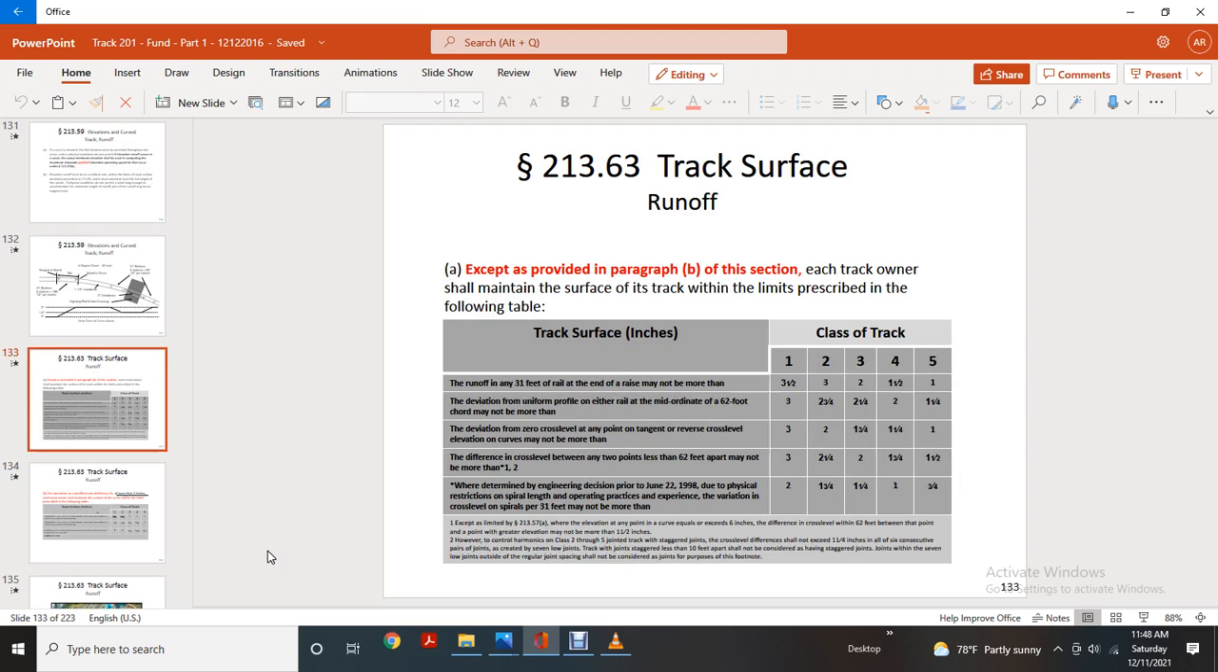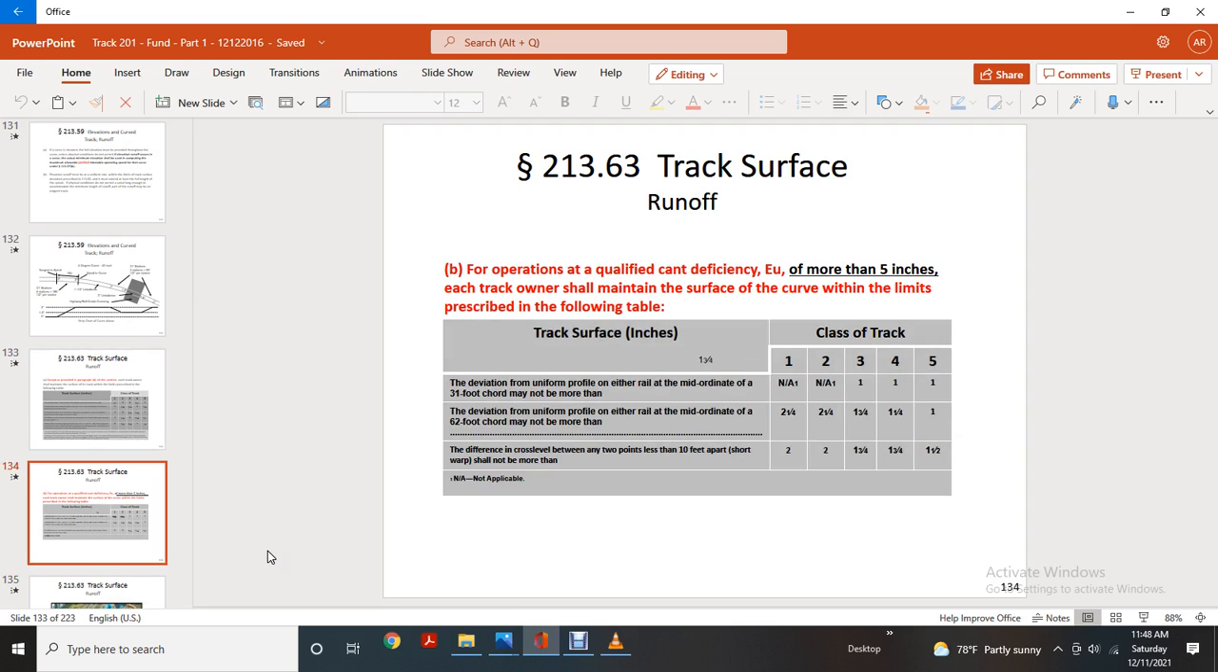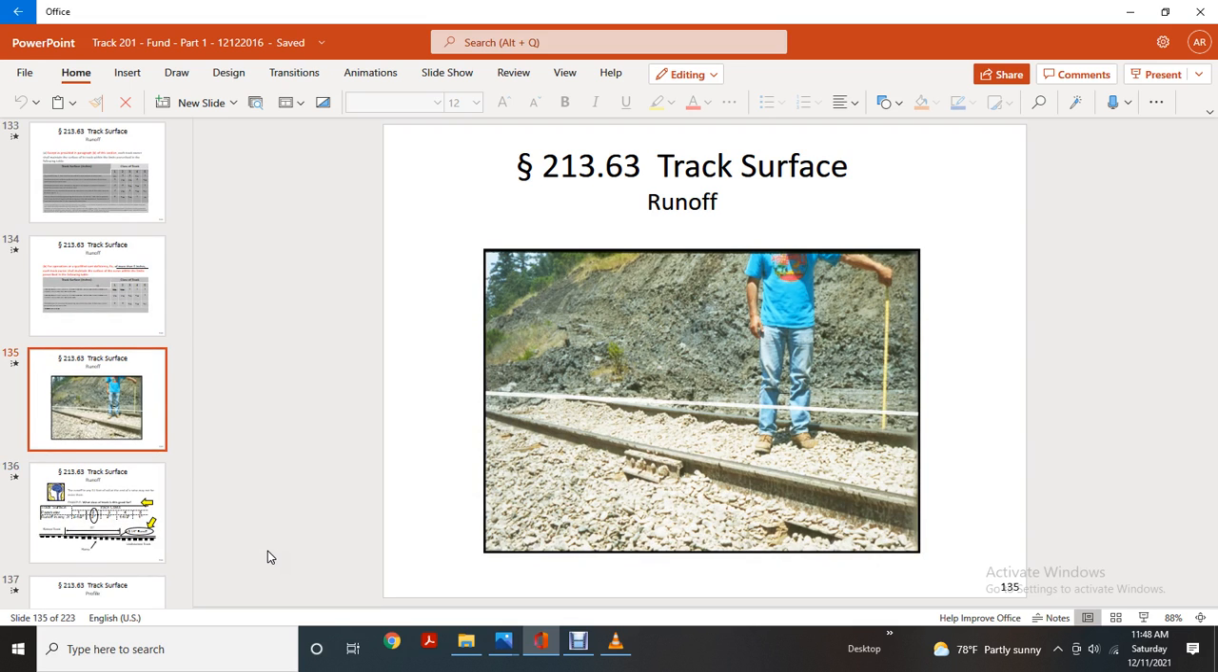Track surface. Except as provided in paragraph G, each owner shall maintain the surface of track within the limits prescribed in the following table. Class 1, 2, 3, 4, 5 track surface in inches. For operation qualified with a deficiency of more than 5 inches, each track formation shall maintain surface of the curve within the limit prescribed in the following paragraph. The table shows runoff.